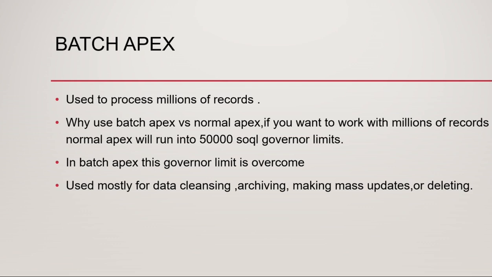So the answer is, if you work with normal Apex, it will run into the 50,000 SOQL governor limit error. But if you want to work with millions of records, then batch Apex will help you overcome this limit. That is why you use batch Apex when you deal with millions of records. Because you'll use Database.getQueryLocator, which overcomes the limit of 50,000 and can query up to 50 million records.